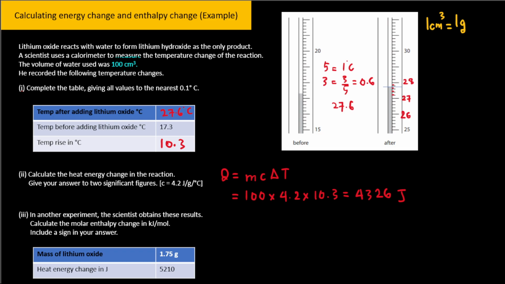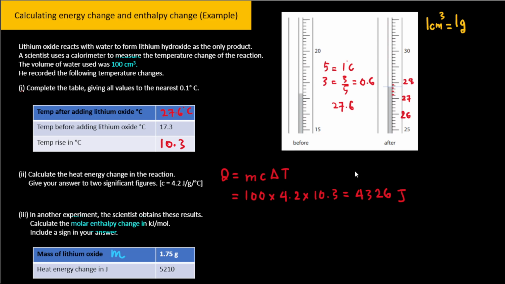Alright, let's continue. In another experiment, the scientists obtained these results. Calculate the molar enthalpy change in kilojoules per mole. Include a sign in your answer. So what's given to you? You're given the mass of lithium oxide, and it's asking you to find the molar enthalpy change, right?